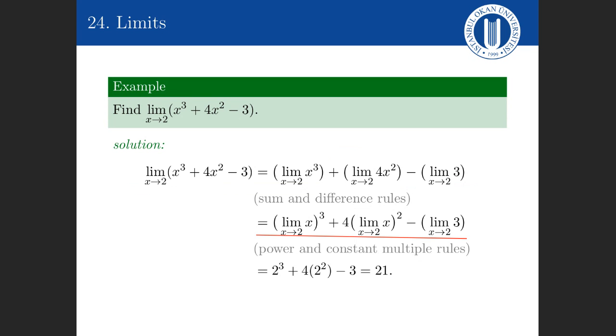Sorry, one part I missed. We could also use the power rule on this x cubed to take this outside, and on this x squared to take this outside. And then we get the limit of x all cubed plus 4 times the limit of x all squared minus the limit of 3. And of course that's 2 cubed plus 4 times 2 squared minus 3, or 21.